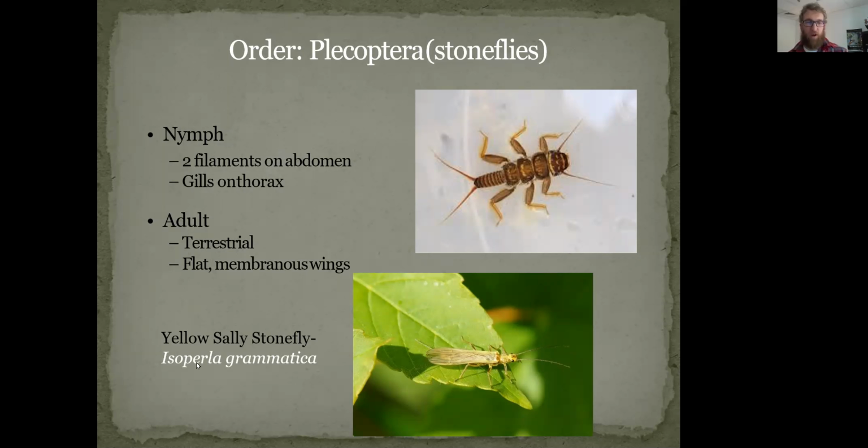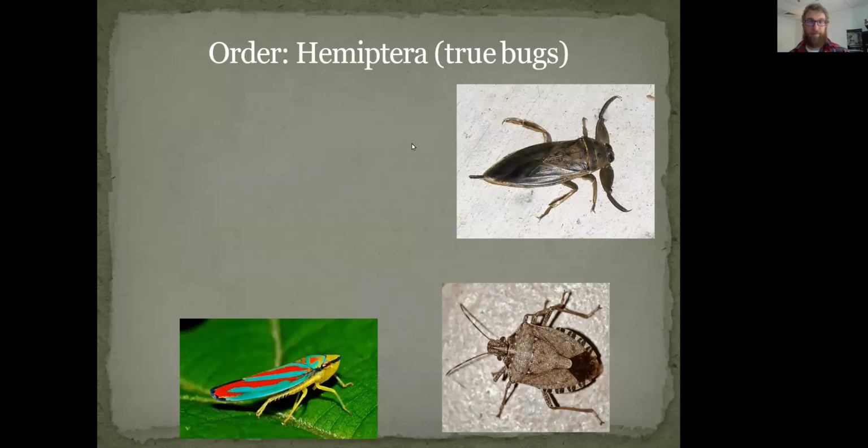And somebody did find one. It's the yellow Sally stonefly. Looks like this. It's one of those ones. It's not the giant, but they're fairly large, half an inch to 1 inch long, and they do have this yellow coloration to them. So glad we found at least one.